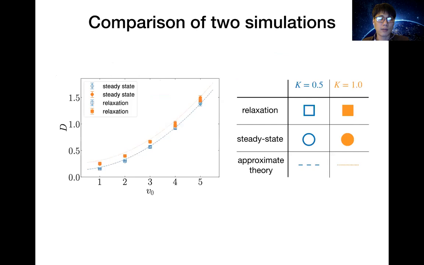We performed the simulation with 5 different propulsion speeds V0 and 2 different interaction strengths K. The transport coefficients measured by the two methods coincide within the error bars. For the case of a small V0 and large K, an approximate theory does not coincide with the simulation, but the two symbols still overlap there, which demonstrates the validity of the Green-Kubo relation.